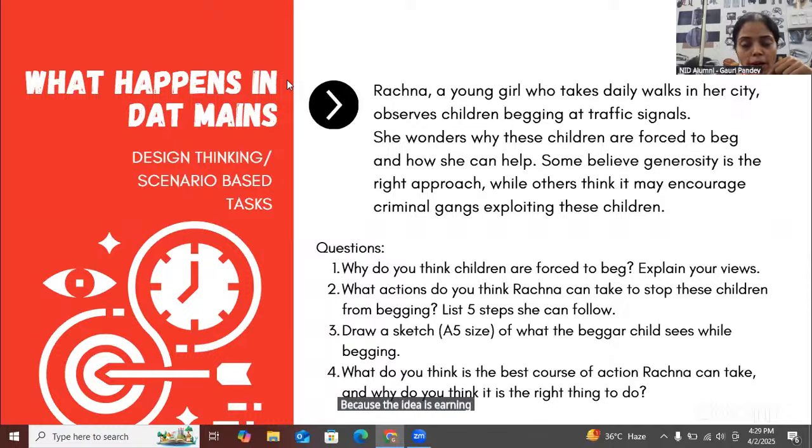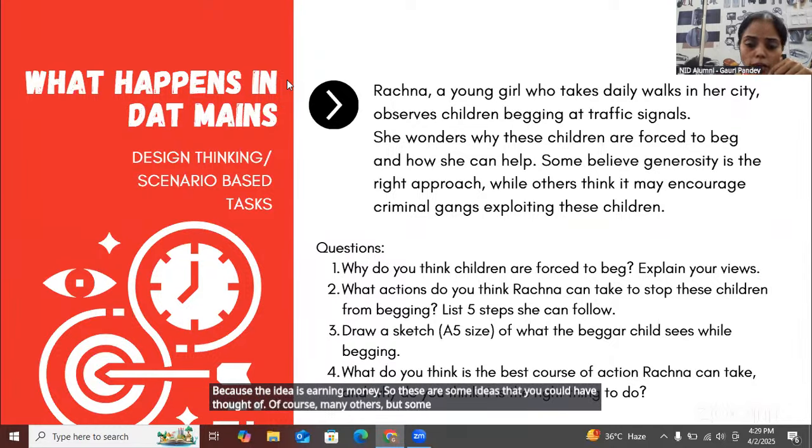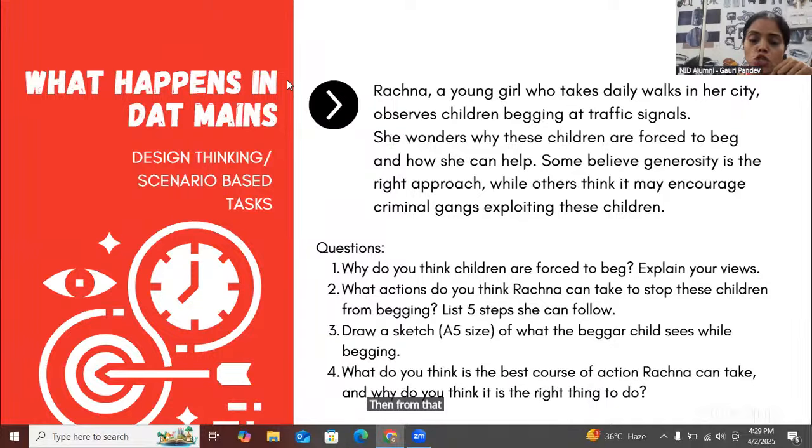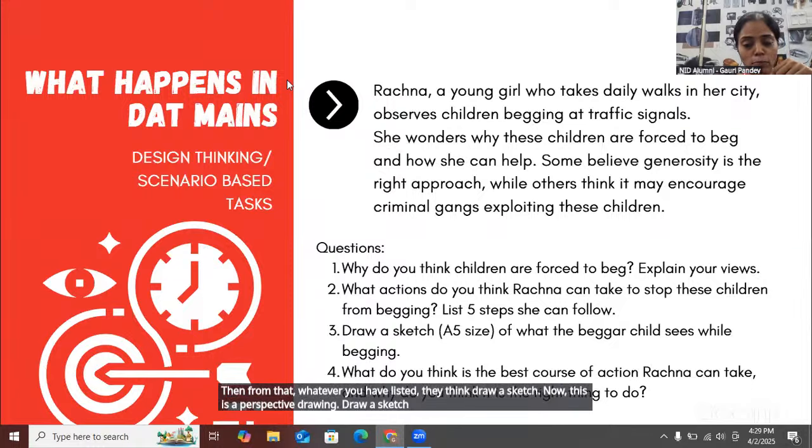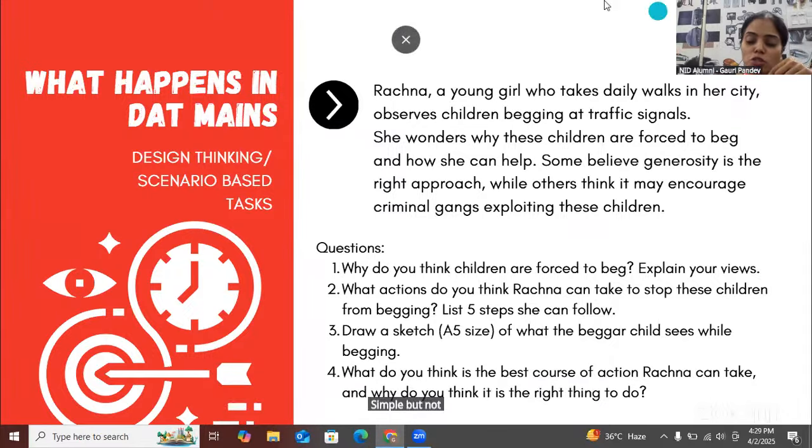So these are some ideas that you could have thought of, of course many others, but some of them that I thought can be listed. Then from that, whatever you have listed, they're saying draw a sketch. Now, this is a perspective drawing. Draw a sketch in A5 size. The frame will be given to you of what the beggar child sees while begging. So you have to draw it from their point of view. That's a simple drawing task. Simple, but not so simple if that's what you're supposed to draw.